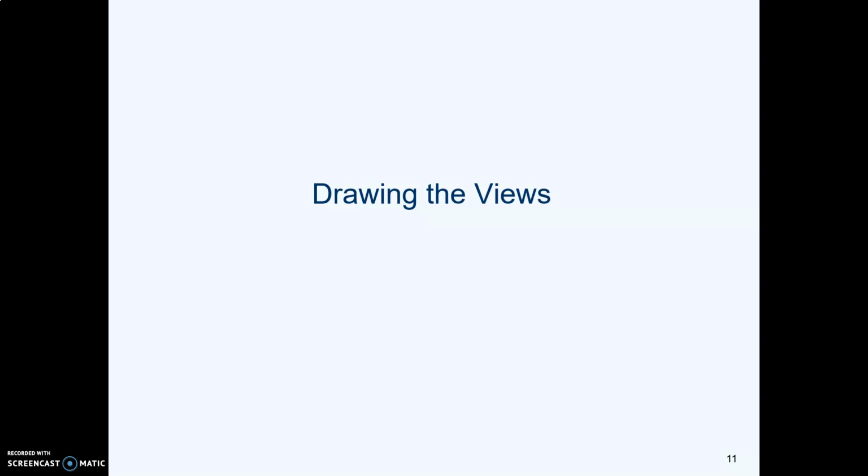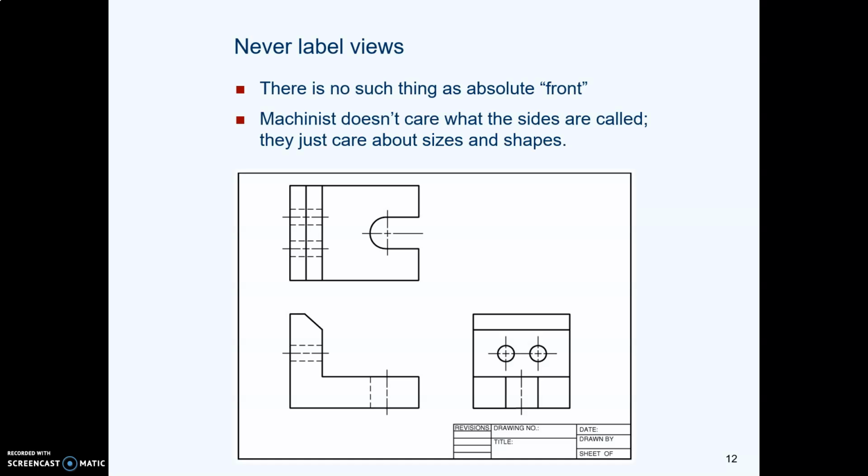Then, when you draw the views, in a mechanical drawing, you never label the views. You do not write front view under here. No, no, no. We don't label those views because our machinist or our fabricator doesn't care which view you think is the front. What they care about is what shape is this thing and what sizes are all these features. Now, this is different from architectural drawings. In architectural drawings, we do label the views, but in the mechanical world, we never label the views.